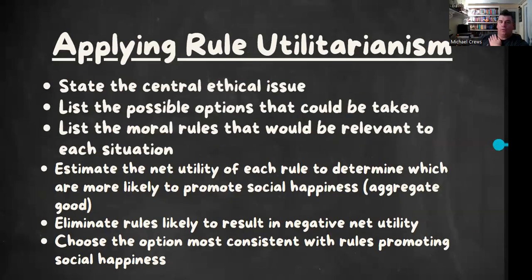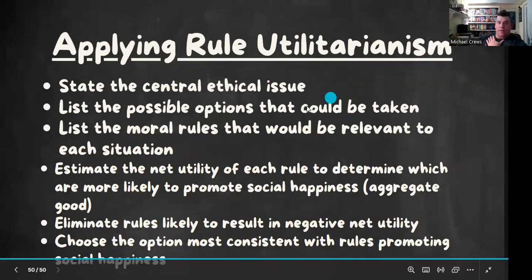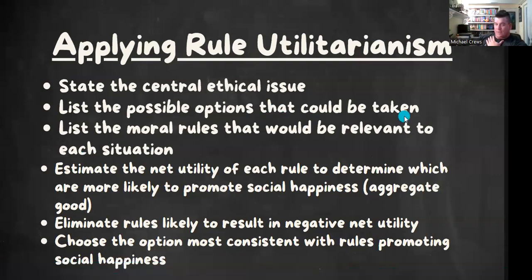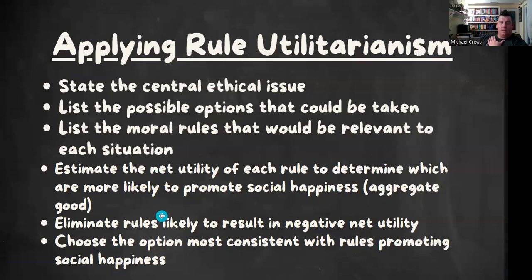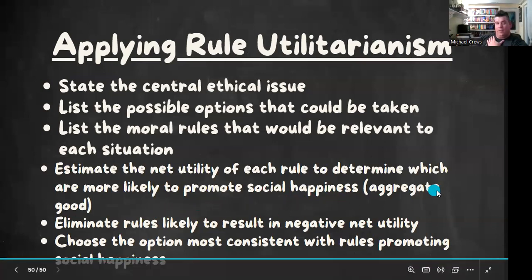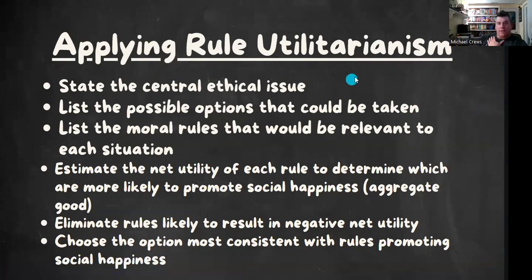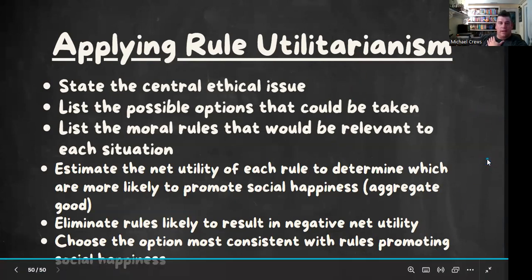And so when we apply rule utilitarianism, you state the central ethical issue, you list the possible options that can be taken, you list the moral rules that would be relevant to each situation, you estimate the net utility to determine which more promotes social happiness, that's the aggregate good, and you eliminate rules that are likely to result in negative net utility, and choose the option most consistent with rules promoting social happiness. So again, this is one that you might apply in that extra credit if you wanted to. And again, you could find these at the end of the theory in the chapter. I just took that bulleted list and put it on here to show you guys.